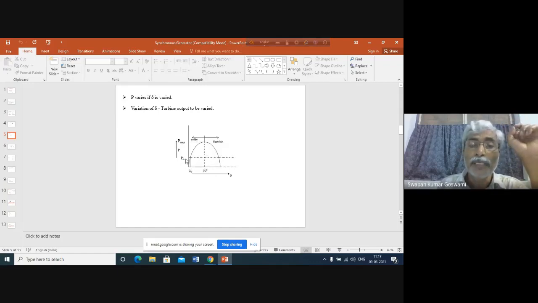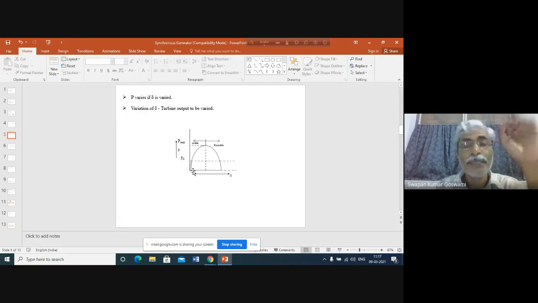So the power input line is represented by this straight horizontal line with respect to the x-axis, a parallel line. And the output power point always will be lying on this P-delta curve, the power angle curve. So it will always be on this sine curve. Therefore, the intersection between this input power line and the power output curve is the operating point, P0. Am I clear?